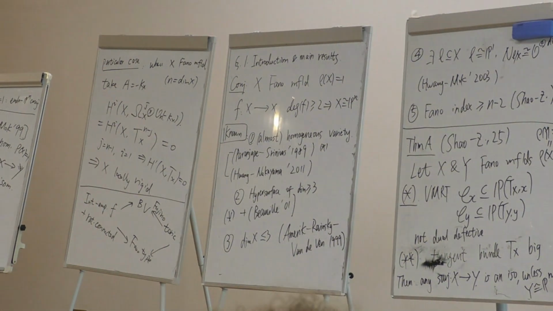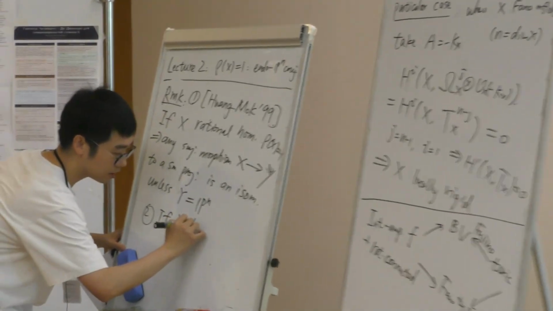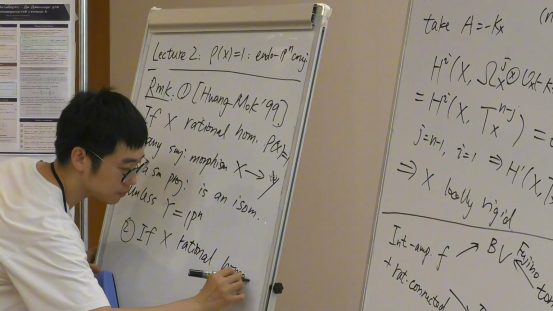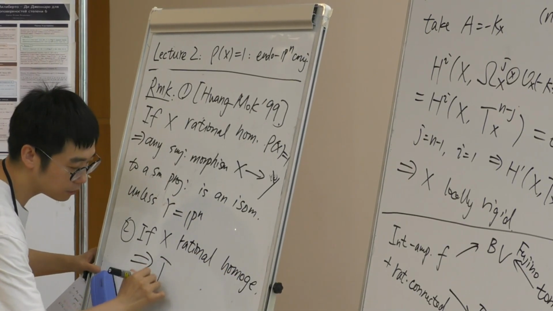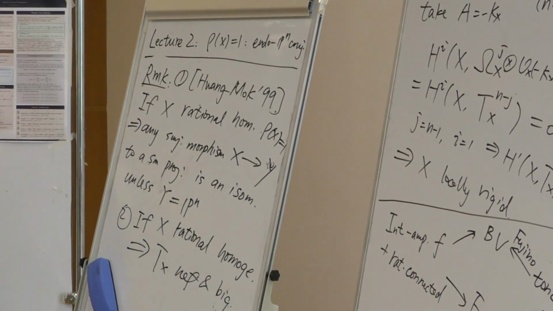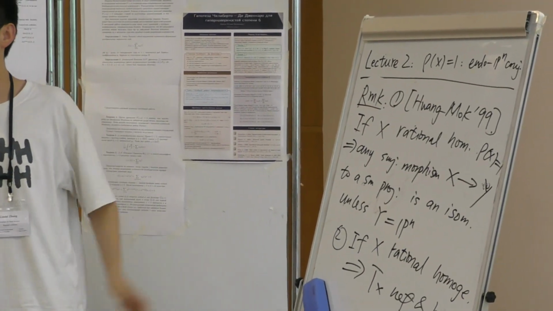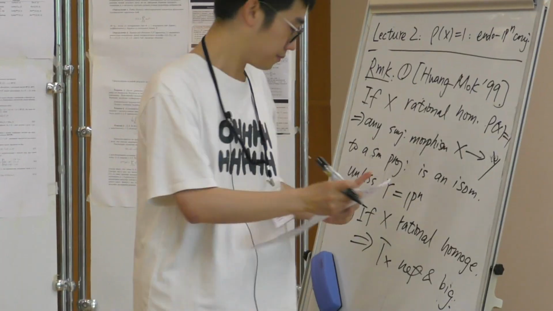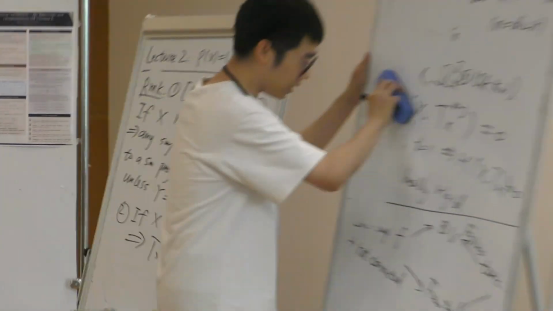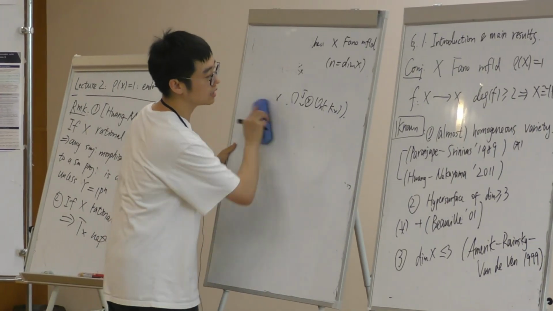Okay, the second remark is, if X is rational homogeneous, then its tangent bundle is nef and big. This follows from the Springer map, using some differential geometry. Our Theorem B is not very technical, so it's easier to explain.